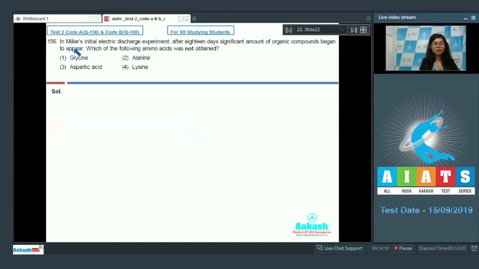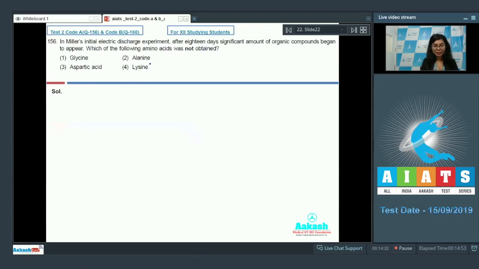Question number 156. Students, in Miller's initial electric discharge experiment, after 18 days, a significant amount of organic compounds began to appear. Which of the following amino acids was not obtained? Glycine, alanine, aspartic acid, lysine.